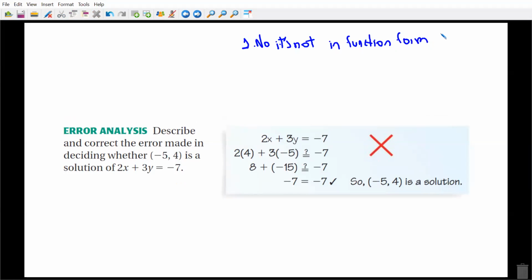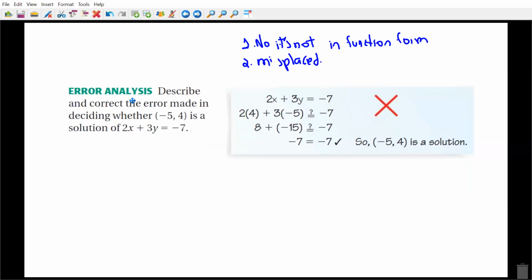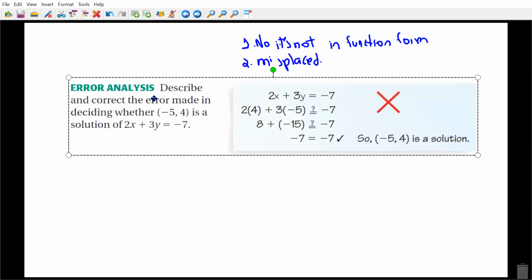Any other idea, guys? Teacher, because the negative 5 is in the place of the x, and in the place of the x in an operation is the 4. And so you're saying it's because they're misplaced. Misplaced with one S. Misplaced, okay. Any other option, guys? Any other options?